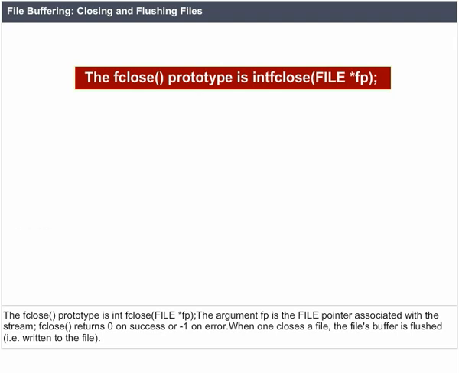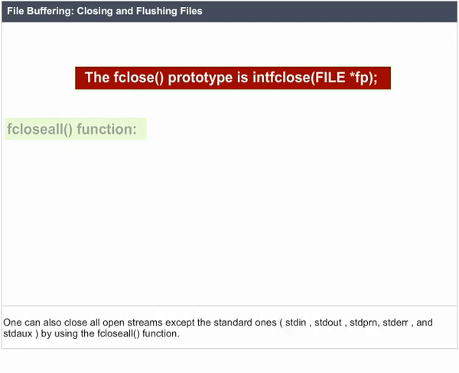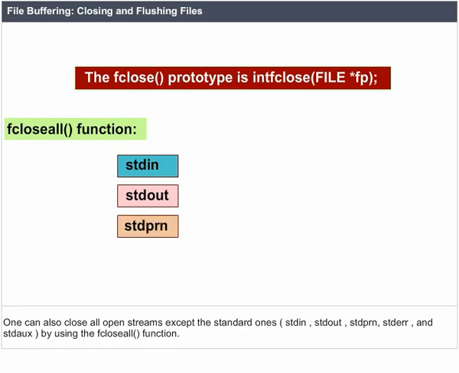When one closes a file, the file's buffer is flushed, that is, written to the file. One can close all open streams except the standard ones: stdin, stdout, stdprn, stderr, and stdaux, by using the fcloseall function.